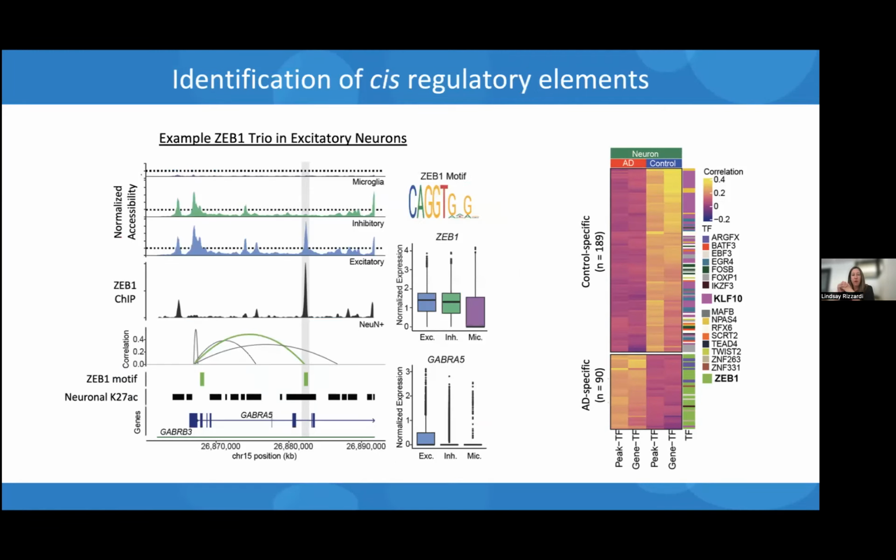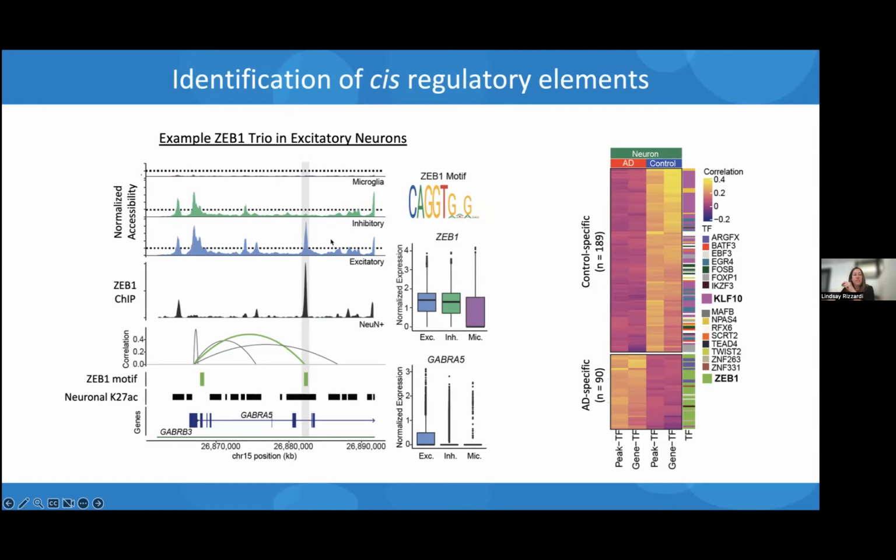And so we wanted to follow up on this a little bit more to figure out if this was real and what it could be doing, since it's playing such an outsized role. Here is an example of the way we went about following up on this. This is an example ZEB1 trio in excitatory neurons. Here I'm plotting the accessibility in microglia, where it's not accessible, in inhibitory neurons, and in excitatory neurons.